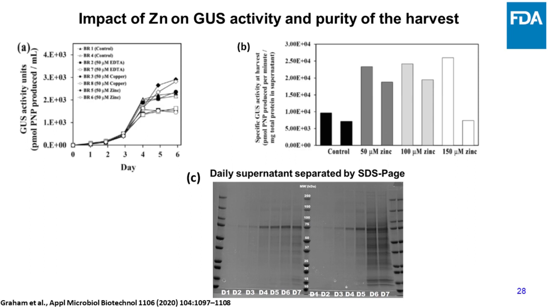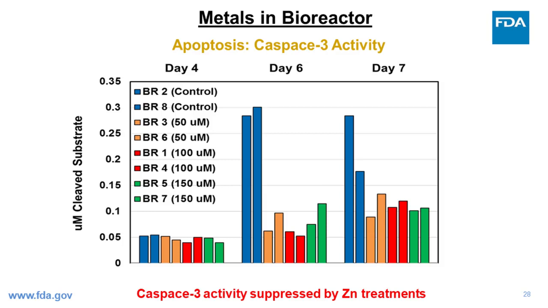Taken together, the data indicated that the cell death was minimized due to zinc treatment. We measured caspase-3 activity since it correlates with the apoptosis. The caspase-3 activity showed a suppression due to zinc treatment, indicating zinc possibly decreased apoptotic death of CHO cells.